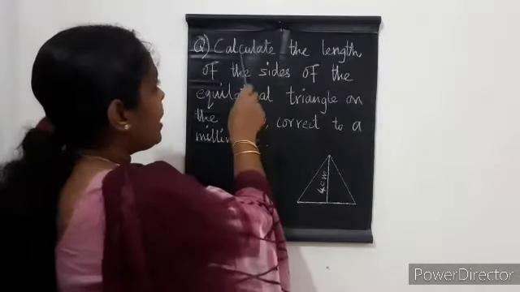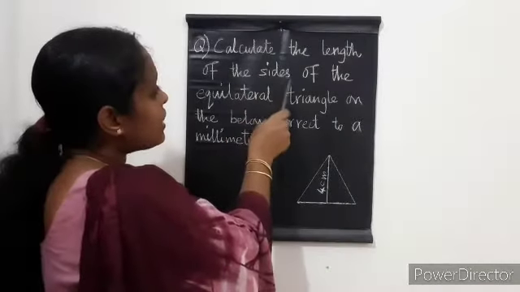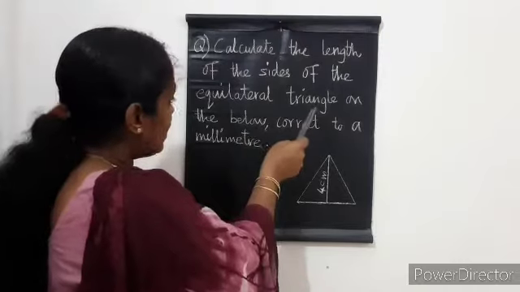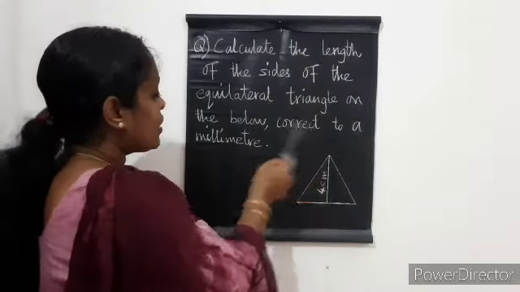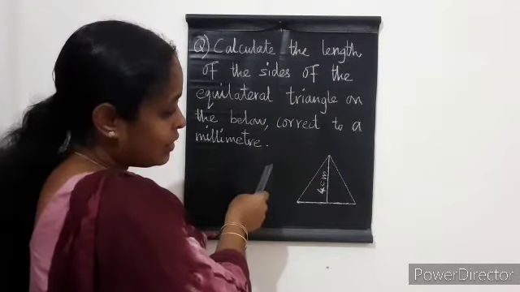Next question. Calculate the length of the sides of the equilateral triangle on the below correct to a millimeter.